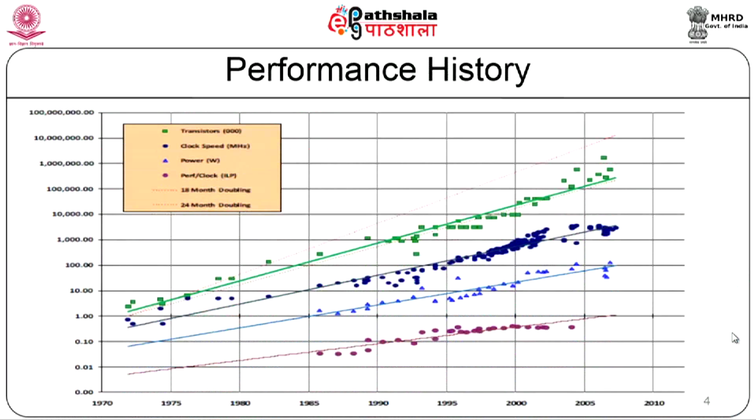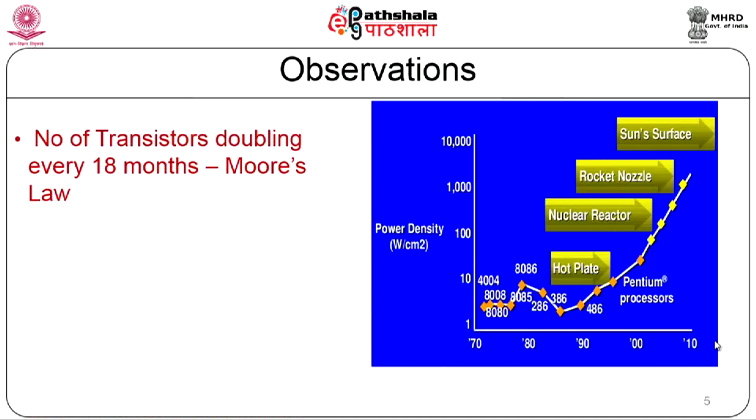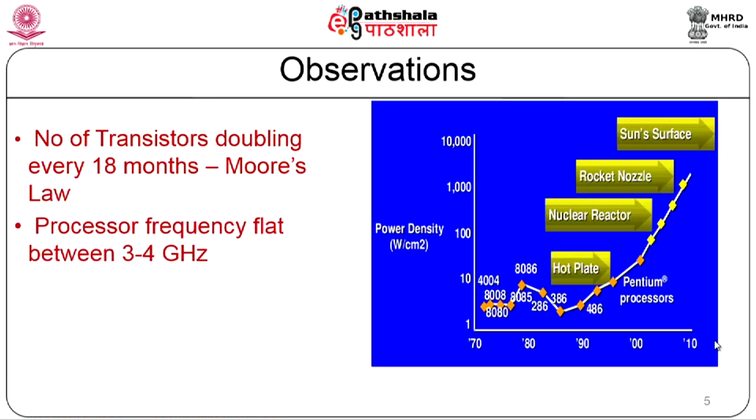If you look at the performance history of the various architectures over many years, in terms of the number of components that are being used, the clock speed, the performance, the power that has been dissipated and so on, this is a graph that shows the performance information. Now, if you look at the observations that can be made, you know that the number of transistors has doubled every 18 months, complying with Moore's law.